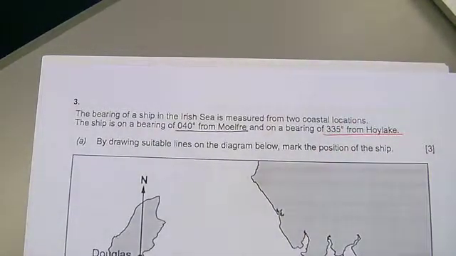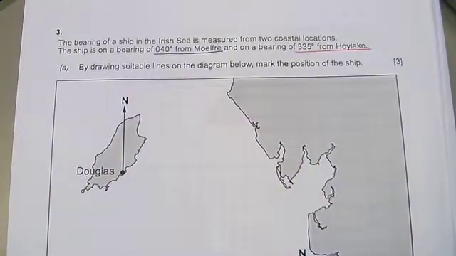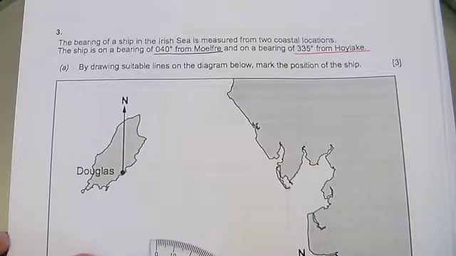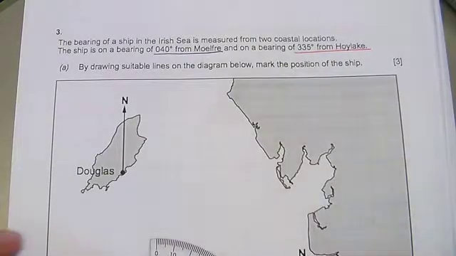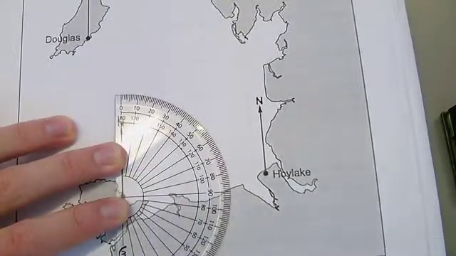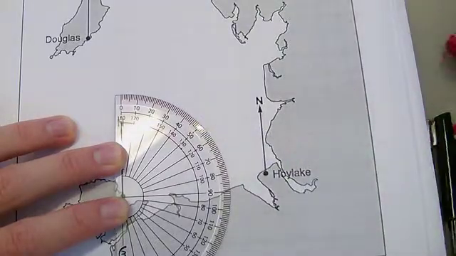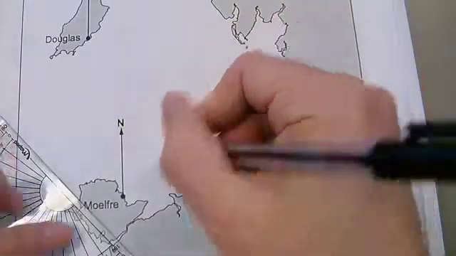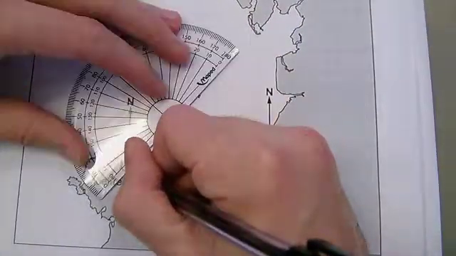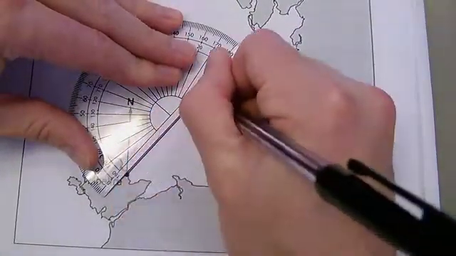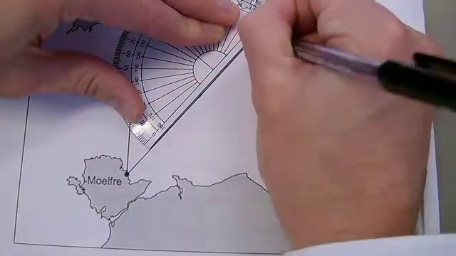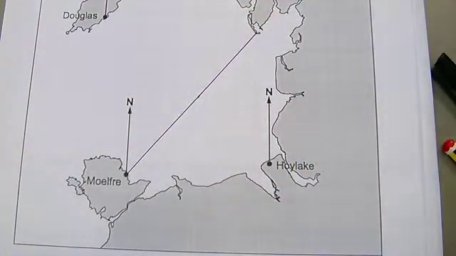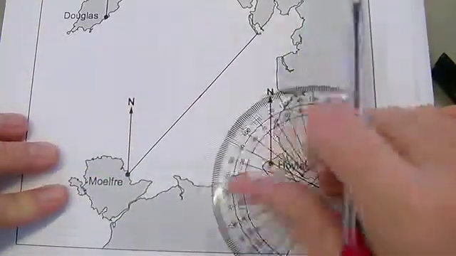Okay? So I'm going to find Moilfra, sit my protractor on it, and this one's easy because 0 goes on north. I'm looking for 40, which is just there. And you literally just draw a line, you keep on going until you hit the land. There.